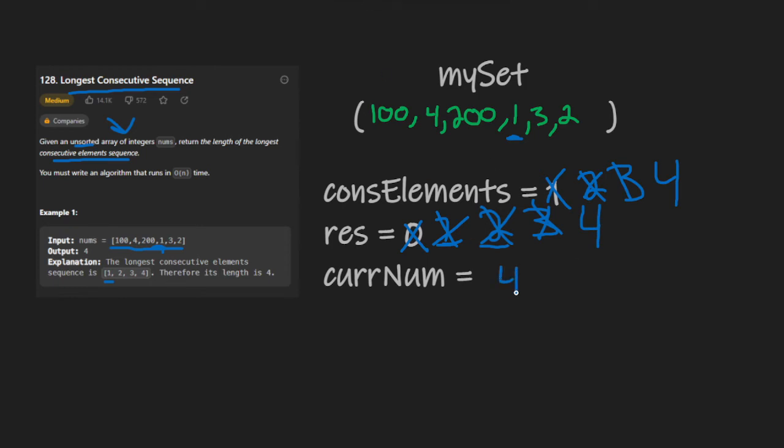So now we're at 4 plus 1. We're still in the while loop. 4 plus 1 is 5. So does 5 exist? It does not. So we break out of the while loop. We don't increment these elements at all.